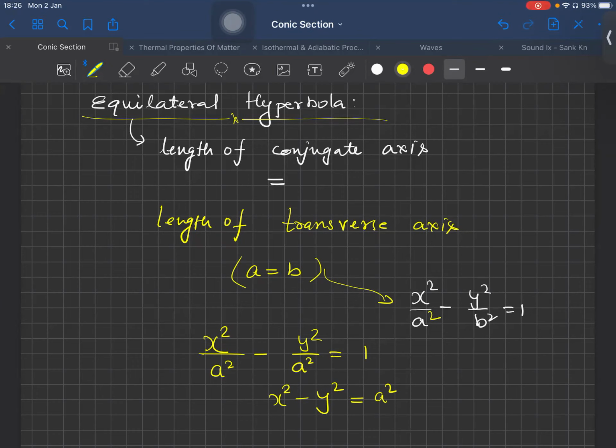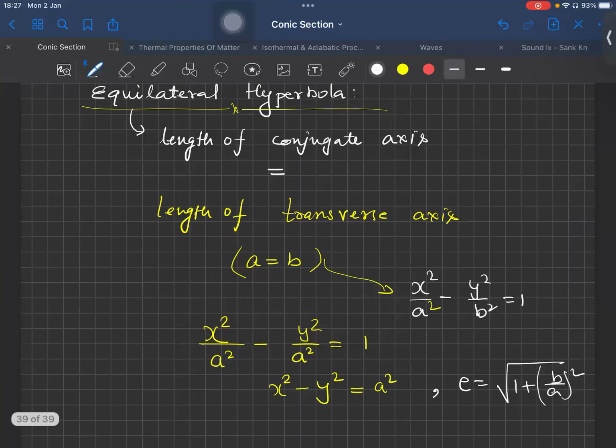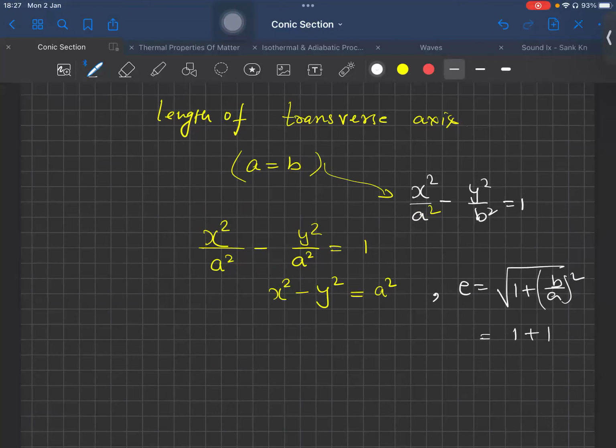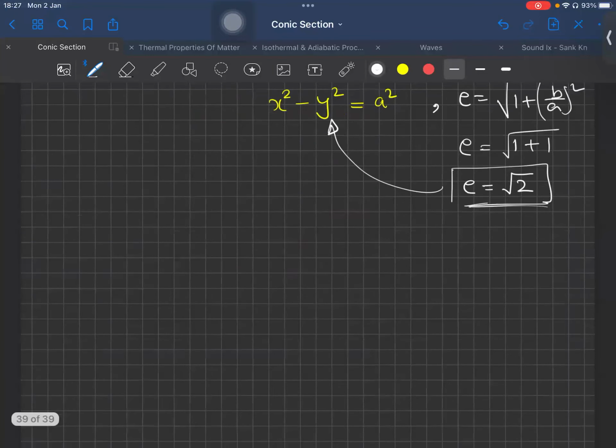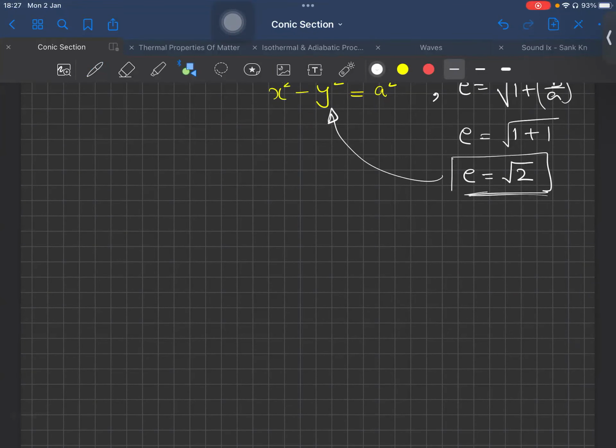Understood? Yes, sir. So if you find out its eccentricity, E is equal to what? Square root of 1 plus B by A whole square, right? Now B and A are equal, so this will be 1 plus 1, right? So E is always equal to square root of 2. Eccentricity is always square root of 2 of these type of hyperbolas. Understood? So if you draw these hyperbolas on xy plane, if you draw this hyperbola, say this. Okay, so it will look like, let's draw the hyperbola.